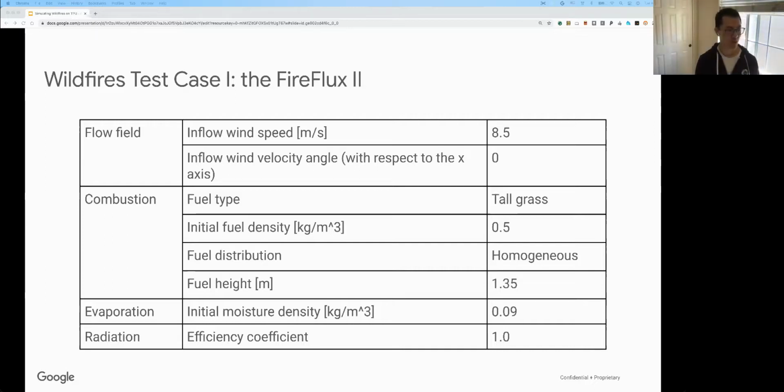In terms of the combustion models, we take tall grass as our fuel type, and the fuel load density is recorded from the experiments, equivalent to about 0.5 kilograms per cubic meter. As we saw previously, the fuel is distributed homogeneously, and the fuel height is around 1.35 meters. In terms of evaporation, we consider the grass as dry grass, so the moisture content is about 18% of the fuel load density. Here we also accounted for the interaction between turbulence and radiation, so the coefficient for this closure term is set to 1.